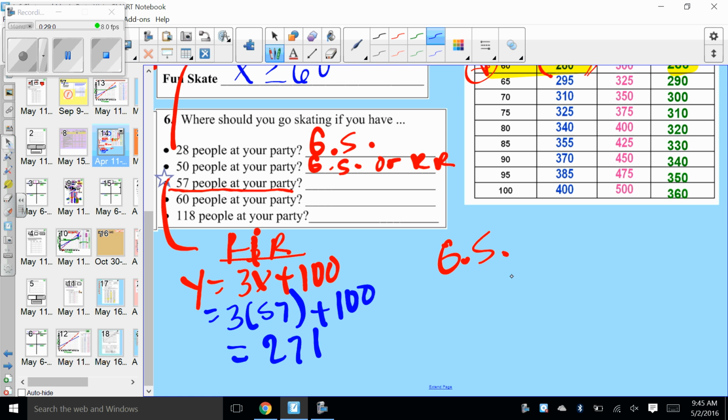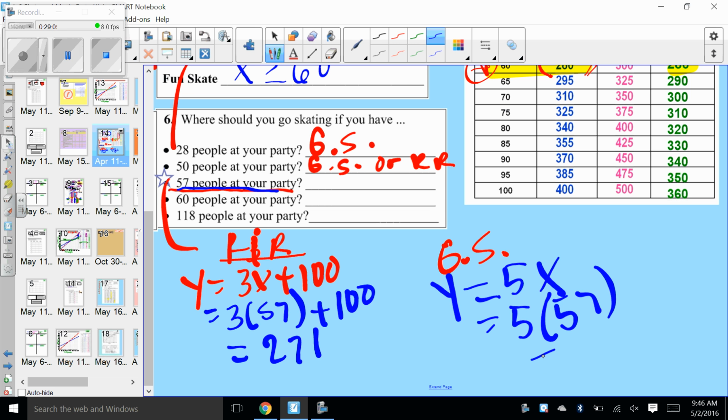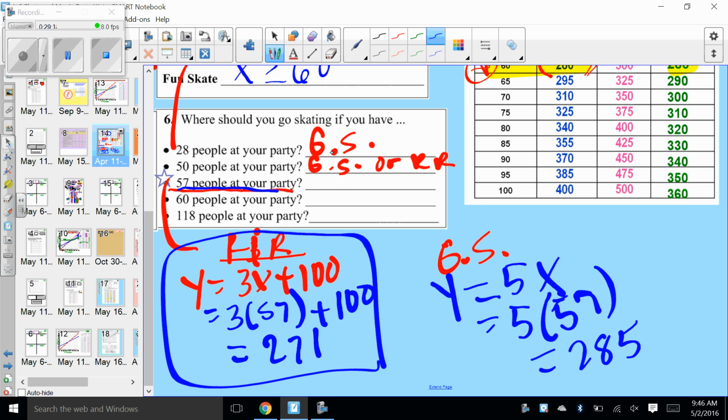What about Great Skate for 57 people? Well, Great Skate is y equals 5x. So $5 for 57 people. Go ahead and type that in. That's $285. So it's cheaper at Rock and Roll for 57 people, just using our equations. Rock and Roll would be the cheaper of the two.